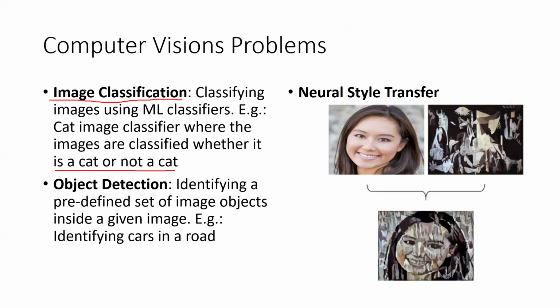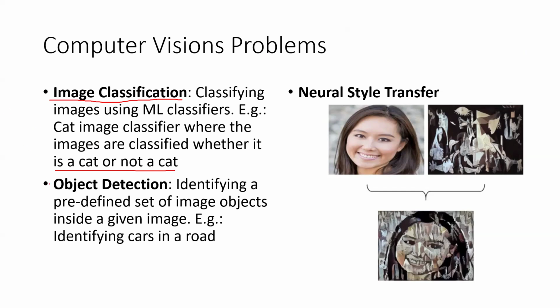When you are given an image, you have to find whether this image is a cat or whether it is not a cat. Or you can have multiple images like cats and dogs and birds, and when you are given an image, you have to find whether this is a cat or a dog or a bird, something like that, right? So these are also image classification problems.